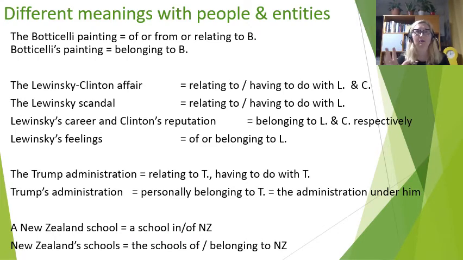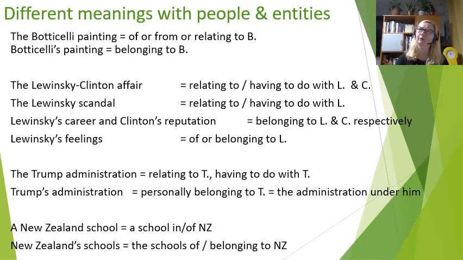Now, the difference is rather subtle, but if I'm talking about the Botticelli painting, I'm talking about a painting, and that painting has to do with Botticelli. If I say Botticelli's painting, I'm thinking of him, and the painting belonging to him, it was by him, it was his.